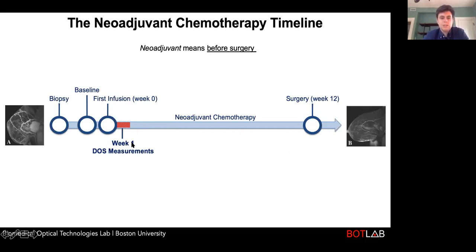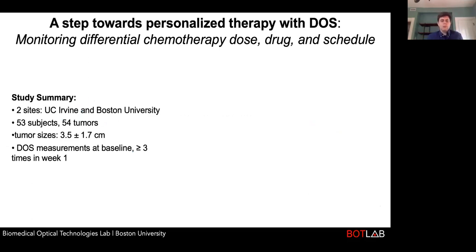And we target that first week because this would be really nice for clinicians to be able to tell if this patient's responding or not early during therapy. Our group and others have also looked later during the neoadjuvant chemotherapy timeline, but I'll just show you the week 1 results today. So we just published in 2020 a relatively large multi-site study from UC Irvine and Boston University, 53 subjects and 54 tumors. The average tumor size was 3.5 centimeters. And we took DOS measurements at baseline, so before the very first chemotherapy infusion, and then at least 3 times during the first week.